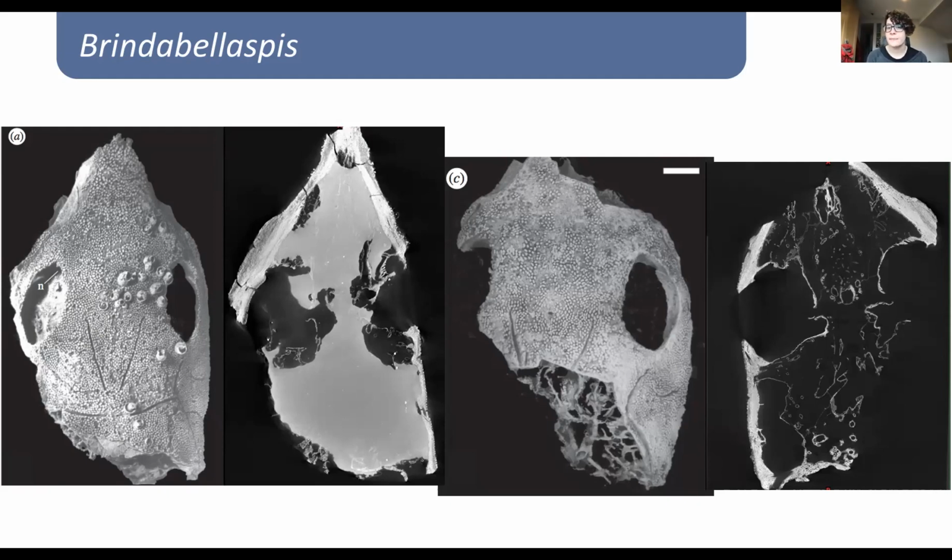But because it's in limestone, that means that it dissolves very well in acid. So several of the specimens, including this one on the far right, were acid prepared to remove all of the limestone rock and just leave the fossil behind. That makes it a lot easier to segment because you've just got the bone there. It's almost like you've got a real skull with none of the soft tissue attached to it.